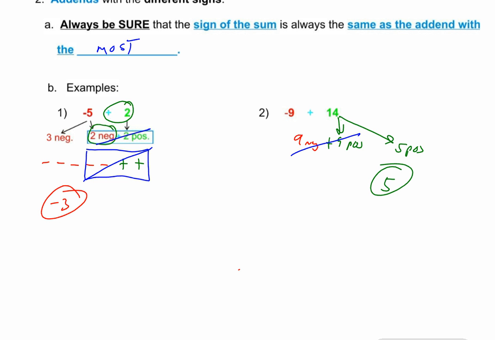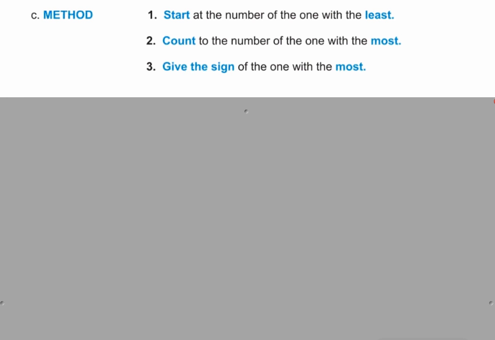And we spent a couple days with that in pre-algebra. And then the next day we went right to this, right? So let's figure out how to do it fast. And let's figure out how to do that then in our head, right? And so start with the one with the least, count to the one with the most. Why do you start with the one with the least? Because it wipes out that amount of the one with the most. And we're going to count how many's left. That's what this does. It allows us to count how many are left.